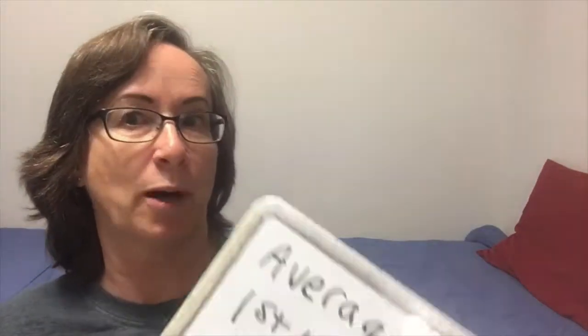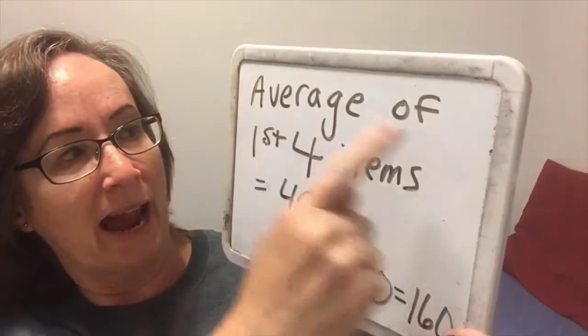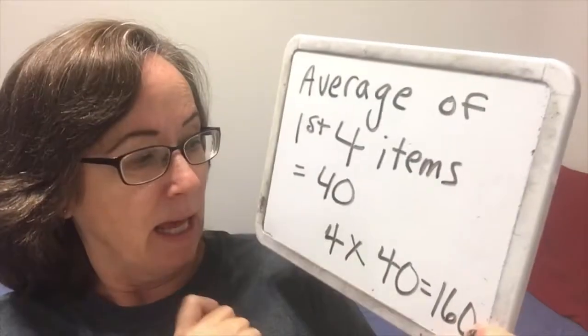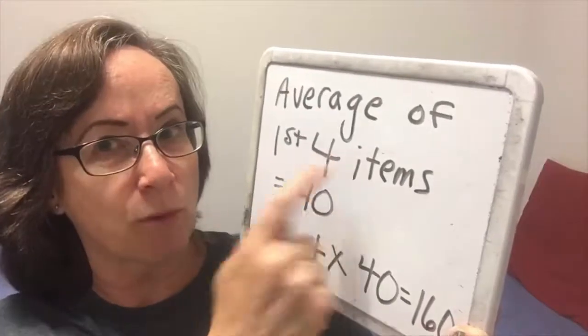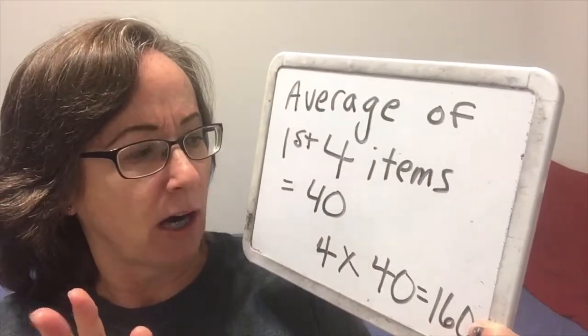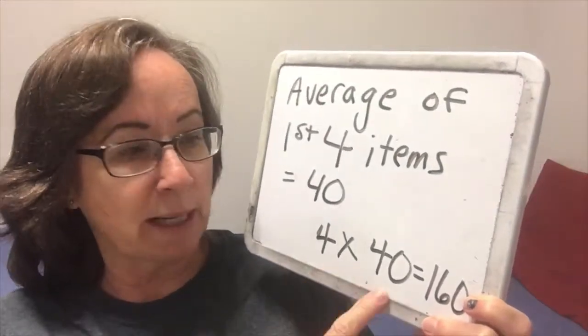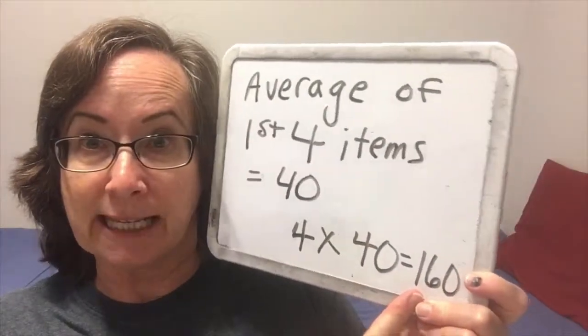Isn't that easy? Okay, so now look at your practice problem. We have an average of the first 4 items is 40. Okay, so we're going to take those 4 items. We don't know what they are, but we're going to count them each as 40. So 4 times 40 is 160.